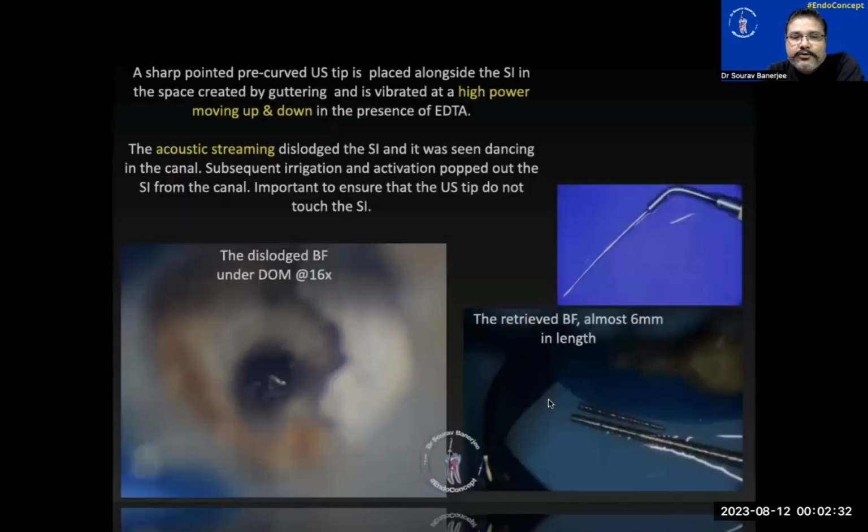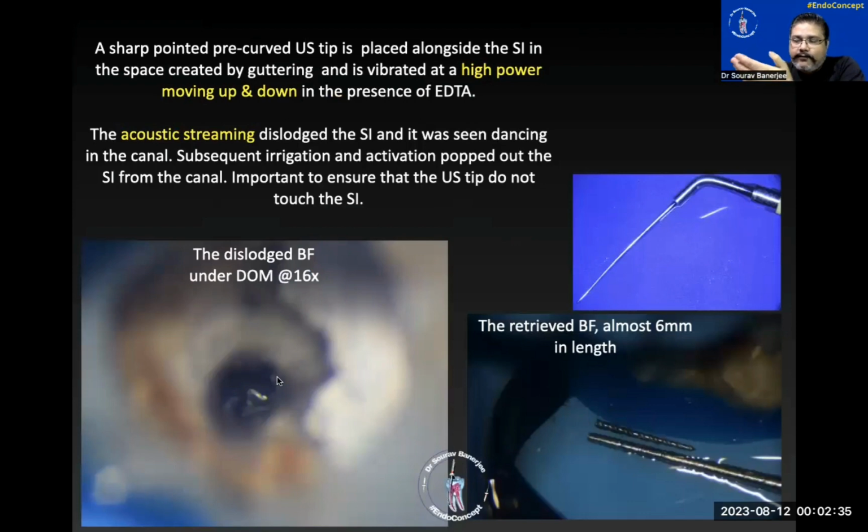The second step is when the instrument becomes free from the inner wall of the canal, we put a thin, sharp ultrasonic tip along the space that is created by the guttering, that is between the inner wall of the canal and the instrument, and we activate it. So when we activate it, we do this at a relatively high power, compared to the guttering procedure. So here we place the instrument, we activate it, and we pull it out.